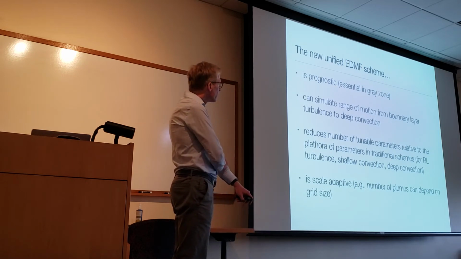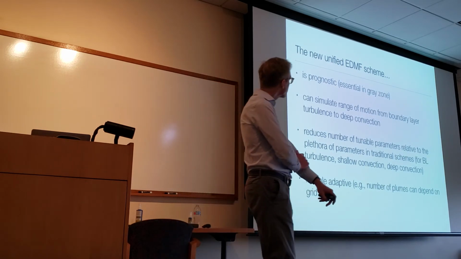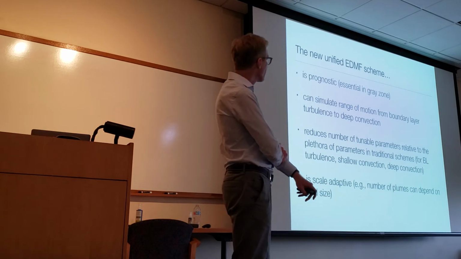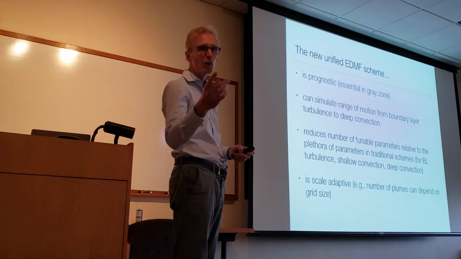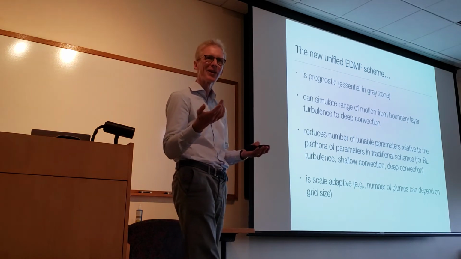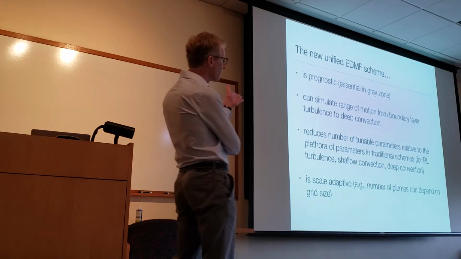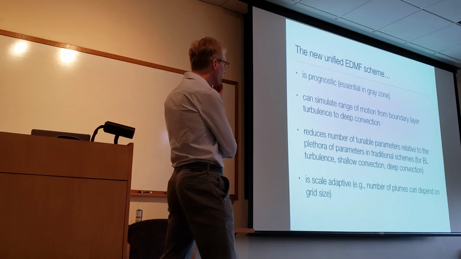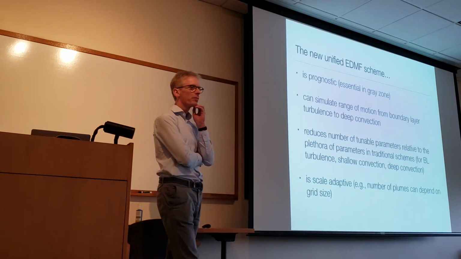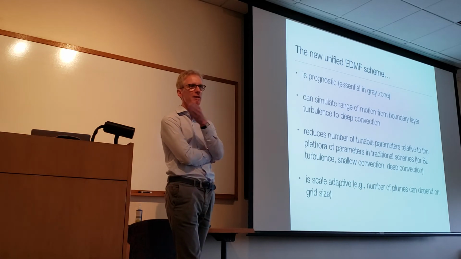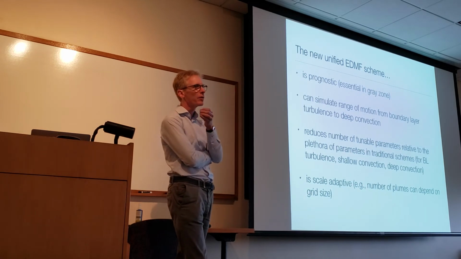So I think I said most of these things here. The scheme is prognostic. It can simulate the range of motion, in principle, including fog. We haven't looked at fog, but in principle, it can do that. From boundary layer all the way to deep convection. And it has relatively few tunable parameters relative to other schemes you find, because you have many schemes representing these processes, each with its own set of parameters.